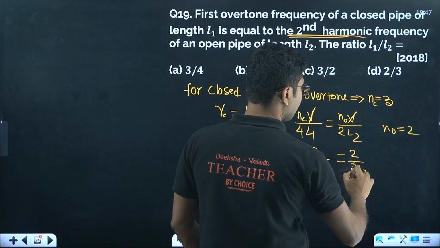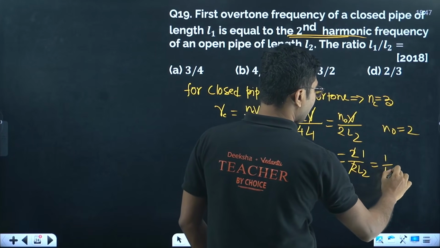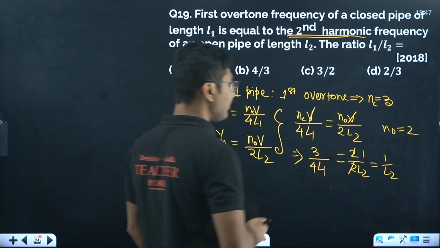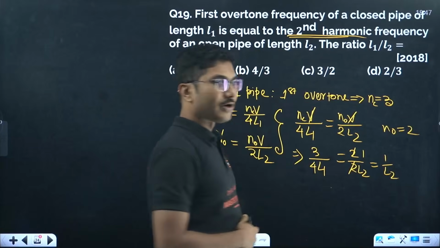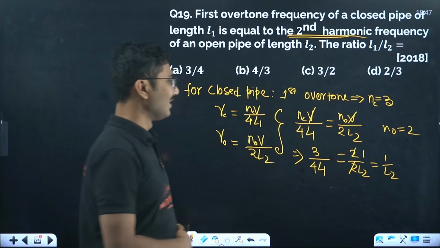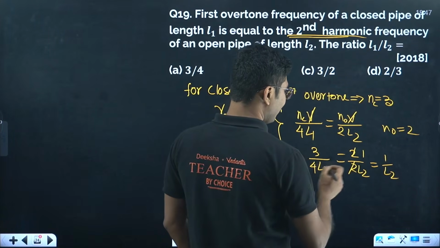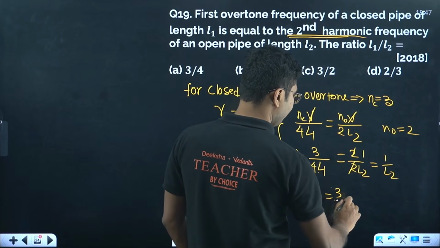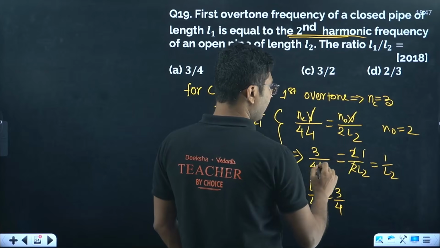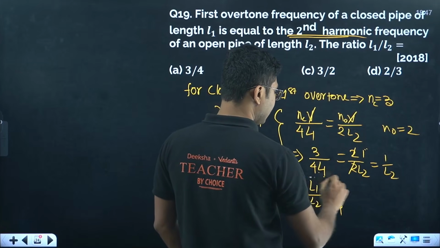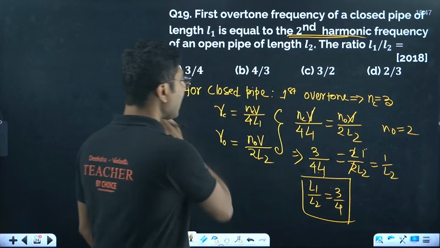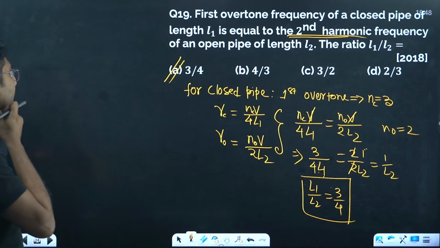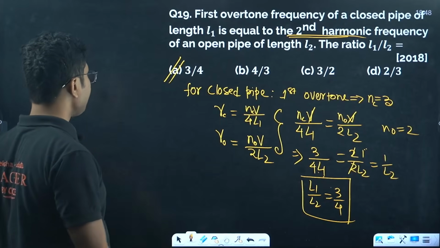Now I know harmonics, frequency, overtone can be confusing. Harmonics are easier, obviously the number itself represents everything, but in case of overtone it can be confusing. So what is L1 by L2? So L1 by L2 equals to 3 by 4. Okay, this goes over here. Cross multiplication, 3 by 4 remains as it is. So L1 by L2 is 3 by 4. Option A is correct. Okay, now let's move on to the next question.